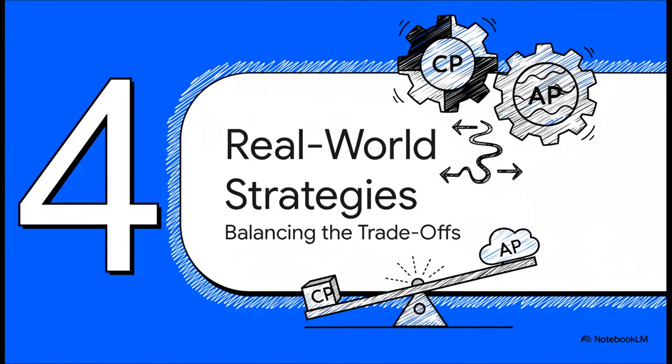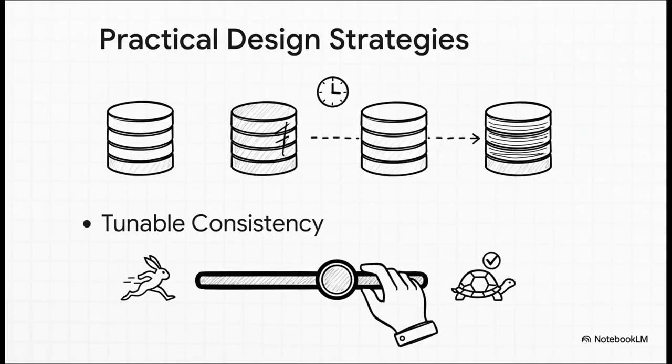Now, here's where it gets really interesting. Over the years, engineers have come up with some really clever ways to live with this trade-off. It's not always the strict black and white choice between one or the other. For instance, a lot of systems use what's called eventual consistency. They basically say, hey, the data might be a little out of sync for a bit, but we promise it'll all get sorted out eventually.